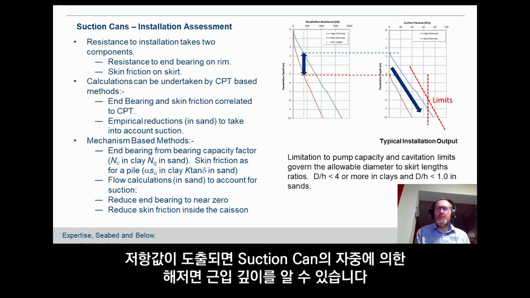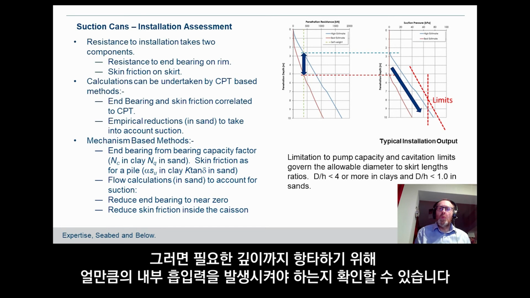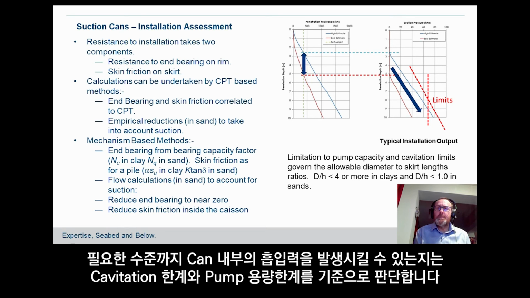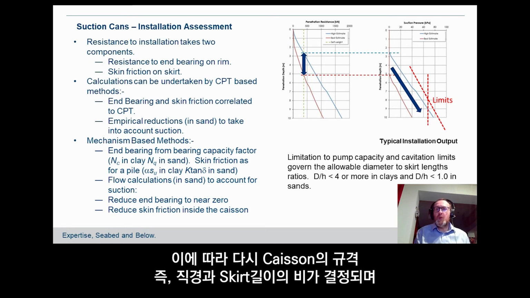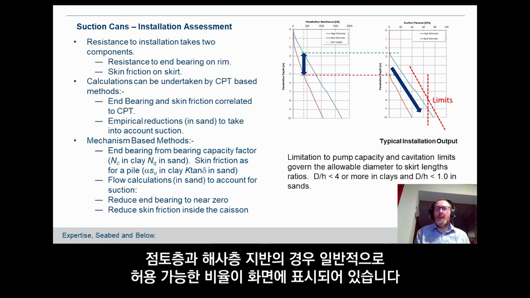Once you've got those resistances, you can work out what the depth of embedment would be for the suction can under its self-weight, and then you can determine what level of suction pressure is required to then drive it to the depth you need. You check those suction levels against cavitation limits or the limits of the pump to see whether it's possible. And this really does drive the dimensions of the caisson in terms of its aspect ratio between diameter and skirt lengths. And you can see some ratios there for clay soils and sandy soils which generally apply.